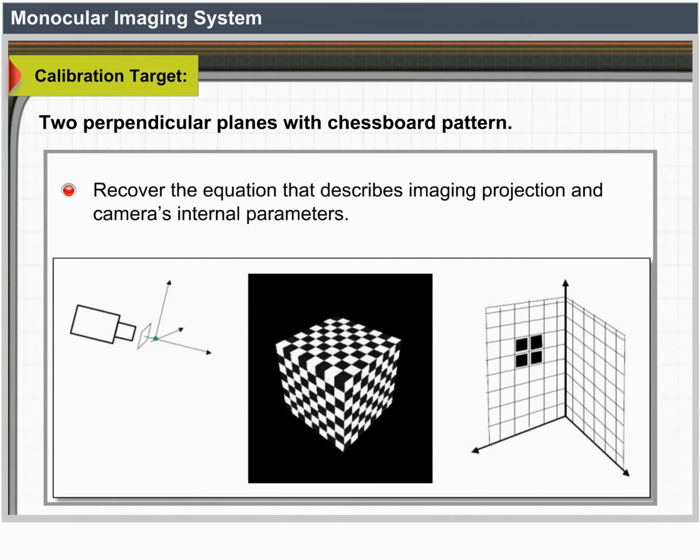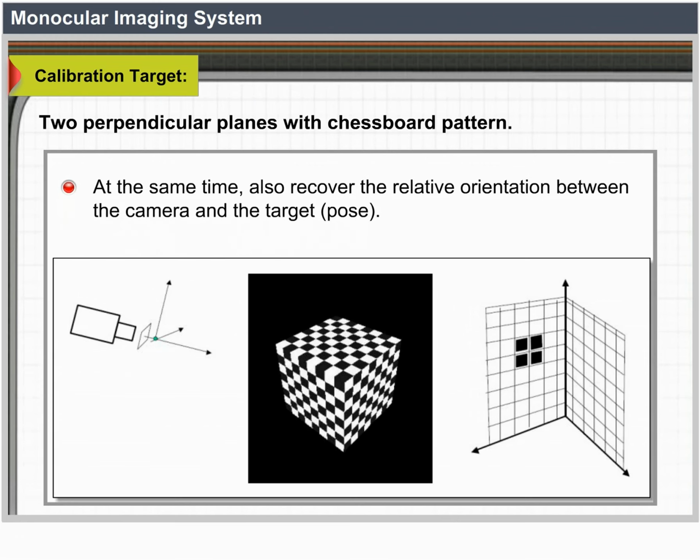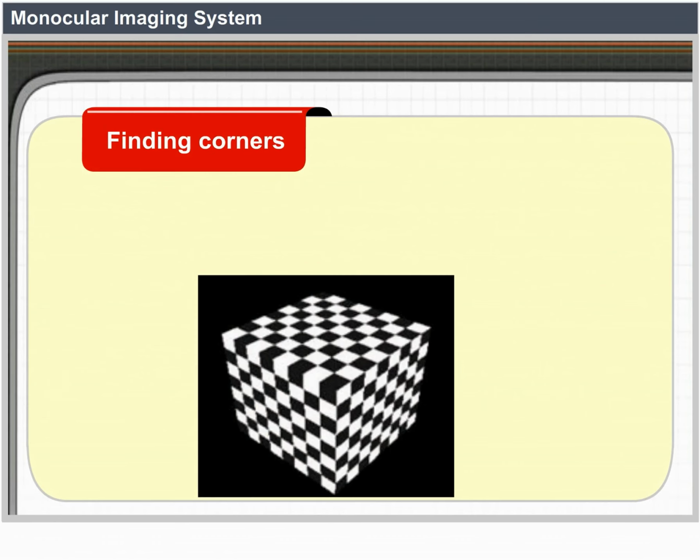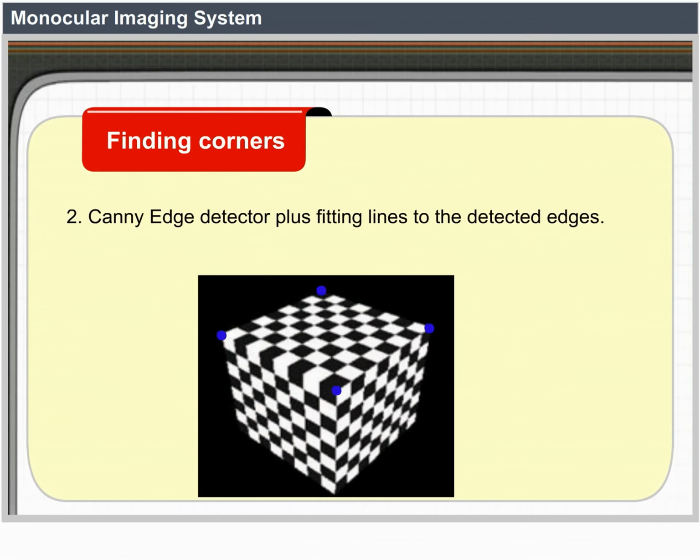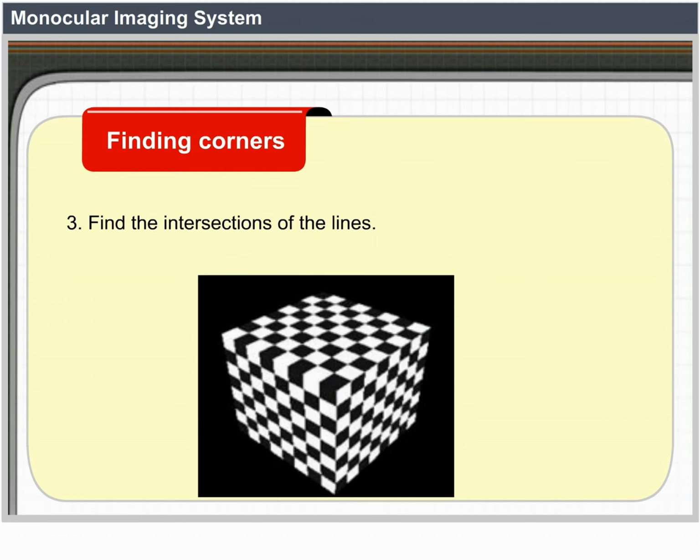Recover the equation that describes imaging projection and the camera's internal parameters. At the same time, also recover the relative orientation between the camera and the target. Finding corners. Corner detector: Canny edge detector plus fitting lines to the detected edges. Find the intersections of the lines.